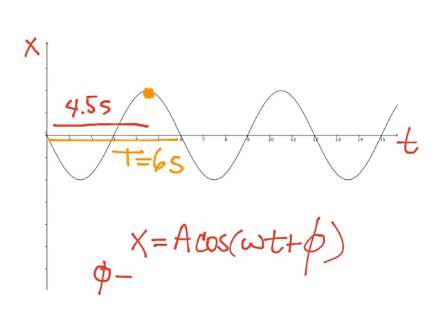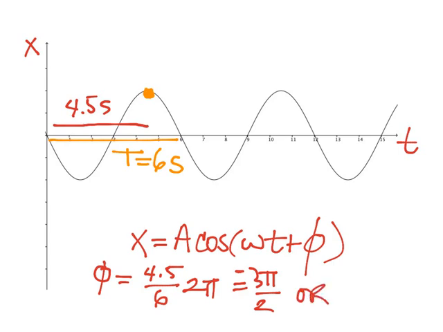And so phi is equal to 4.5 divided by 6 times 2 pi, because that's the whole unit circle. And 4.5 divided by 6 is 3/4. So we have 3/4 of 2 pi, which is just equal to 3 pi divided by 2. Okay, once again, it's going to be negative 3 pi over 2 because it's shifted to the right, or if you know your unit circle, negative 3 pi over 2 is just equal to phi equals pi over 2.